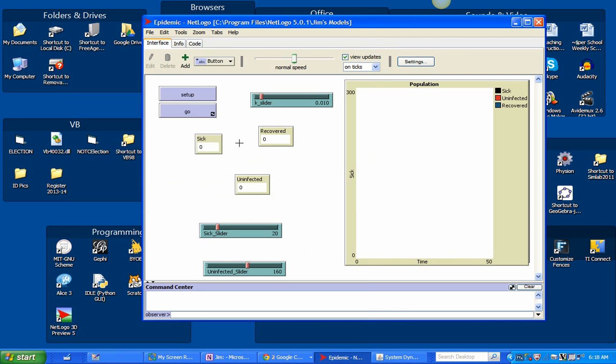And here's our setup, and we start out with a certain number of sick people. In this case, I have 26 sick people. We have 160 people in the little town. They're uninfected. None of them are recovered because none of them have actually had the disease for any period of time. We've got this infection slider, which we've got set at 0.01. And we have the uninfected sick slider, which we can change, but we've got them set at 20 and 160, and then we go, and it gives us the model over time.